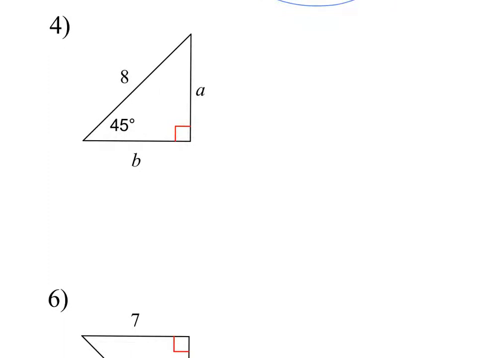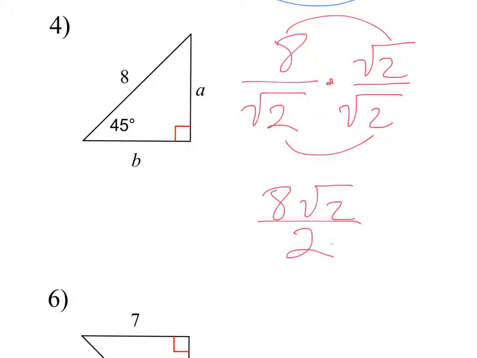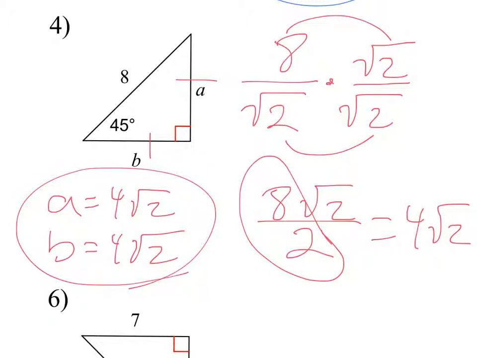Similar situation. I've got my hypotenuse, so I'm going to take my hypotenuse and divide it by radical 2. I can't have a radical 2 in the denominator, and anytime we multiply a radical times itself, it eliminates the radical, and I'm left with 2. Multiply these two, I get 8 radical 2. I can simplify this fraction into 4 radical 2. So that is the leg. A equals 4 radical 2. B is congruent, so B also equals 4 radical 2. Let's look at one more.